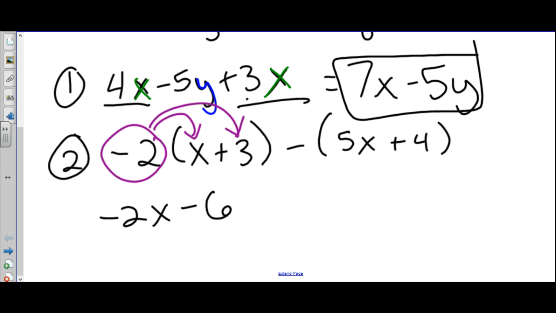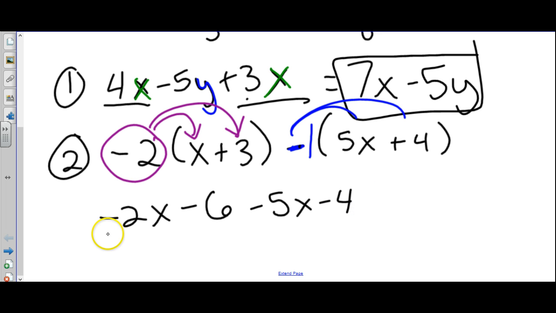Now we have a negative sign here, so when we distribute, that's kind of weird because we don't have a number. So we have to remember that even though nothing is written in front of the parenthesis, there is actually a -1 out in front. So that means we can multiply both of these by -1. -1 times +5x is -5x. -1 times +4 is -4.